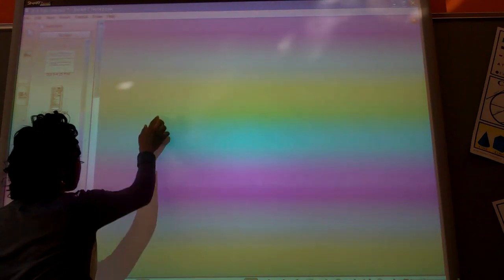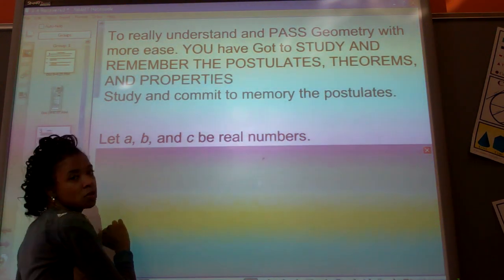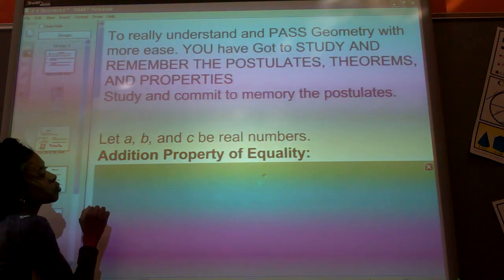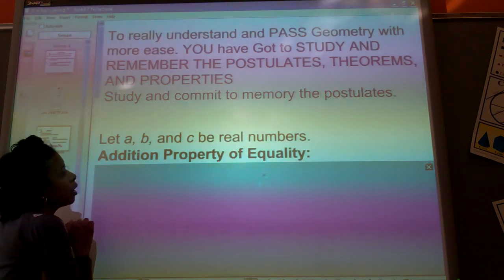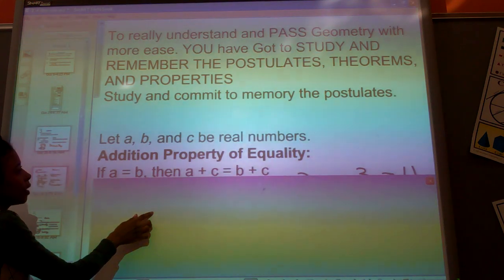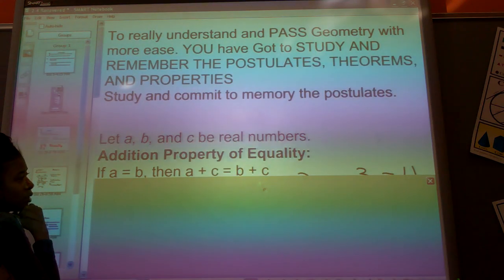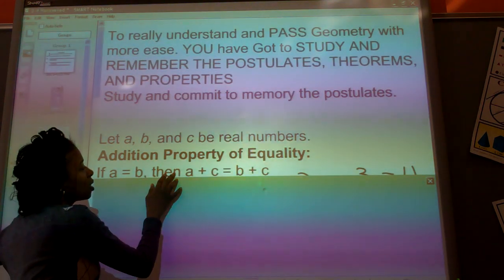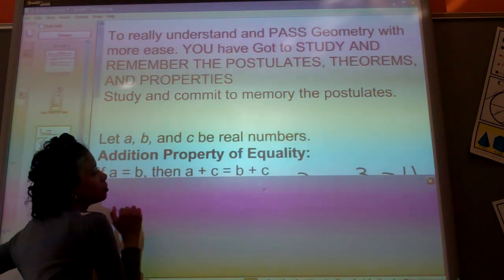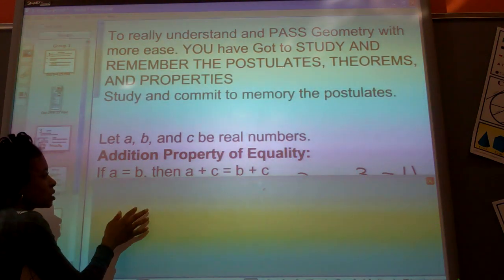Let's start here at the top. We're going to let A, B, and C using variables be equal to real numbers. Here's the first property. This is the addition property of equality. For example, if I let A equal B, if A is the same as B in other words, then that means A plus C is going to still be equal to B plus C. A and B are the same, and apparently we're using the same C value. It will be the same.